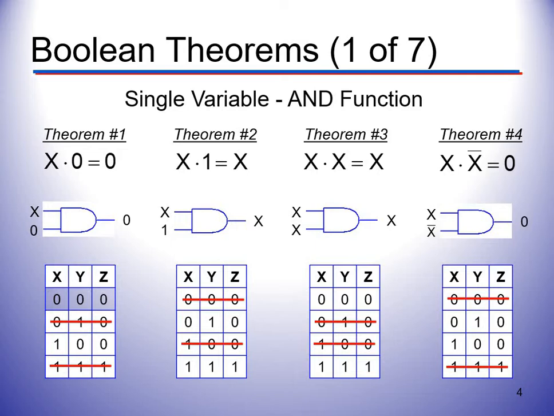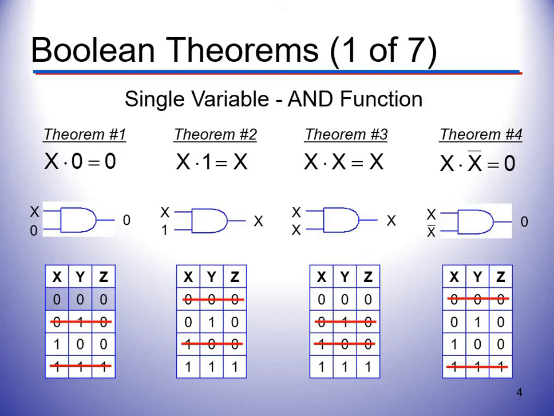The AND function. So what you need to know is x AND 0 is 0. You need to know that x AND 1 is x, because it depends. If x is a 0, we get a 0 back. If x is a 1, we get a 1 back. So we need to be able to cover all of our cases here, and that's really what the tables are doing for us.